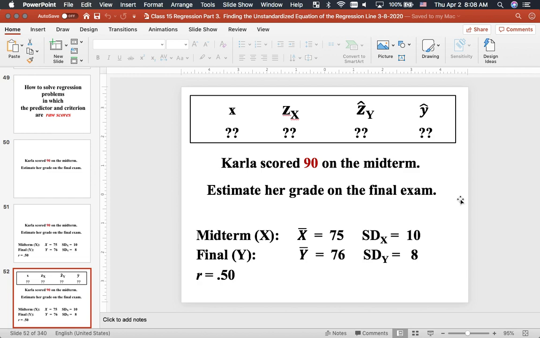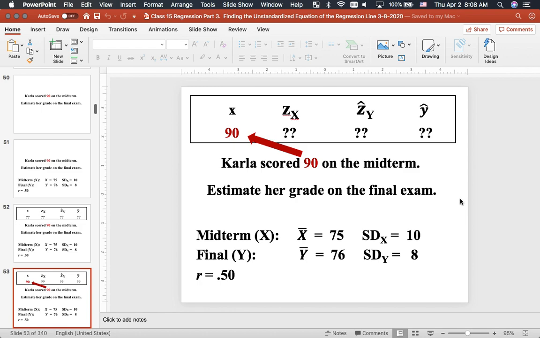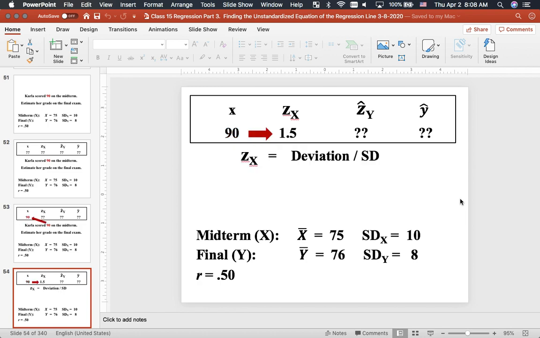Okay, so it's nice if you just draw kind of like this up here. Because we're going to have to go between x, we have to convert it to a z-score and then use the magic formula to get our criterion, and then take our criterion and turn it back to a raw score. Okay, so first let's put what we know, 90. Okay, this is really important. You guys need to know your formulas.